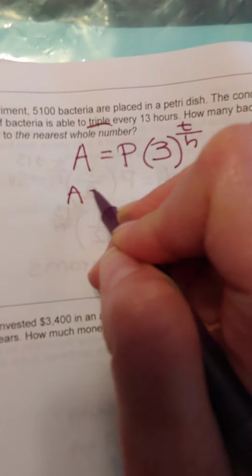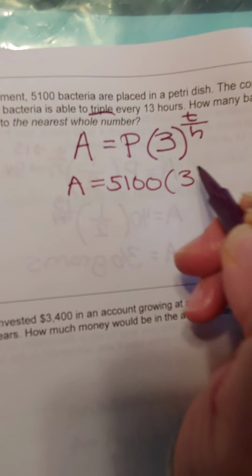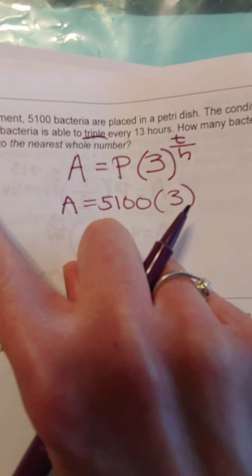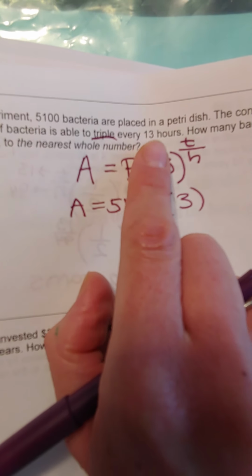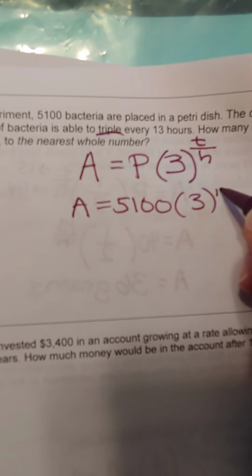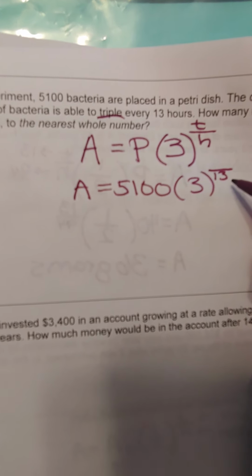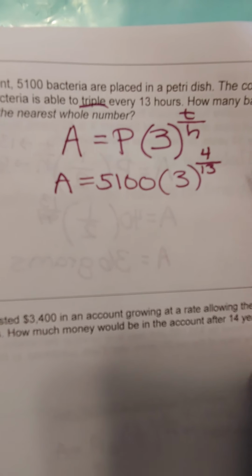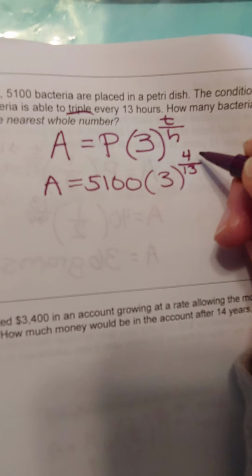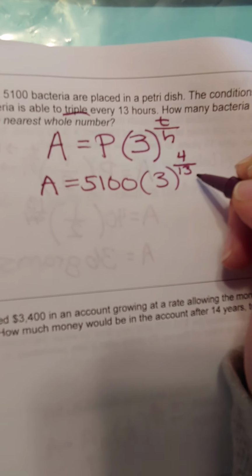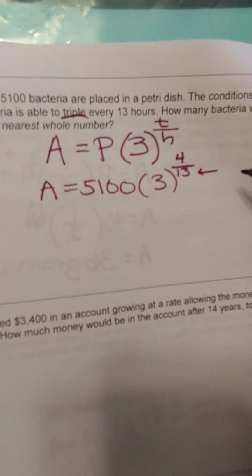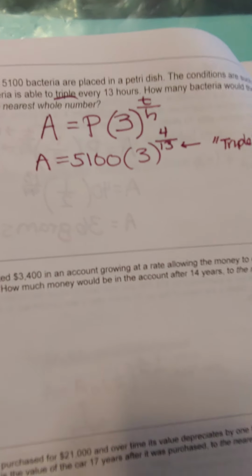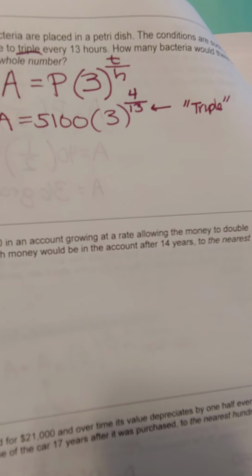All right, so we're starting with 5,100. It's going to triple every 13 hours. We want to know how much there will be after 4. So its tripling life is 13 hours. So it takes 13 hours to triple. So I'm putting a 13 in the bottom. But I'm not going to wait 13 hours. I want to see what happens after 4. So after 4 hours, how much bacteria will there be when it has a triple life of 13 hours? So that bottom number is always the amount of time it takes to triple or double or half in its size. So it takes 13 hours to triple.